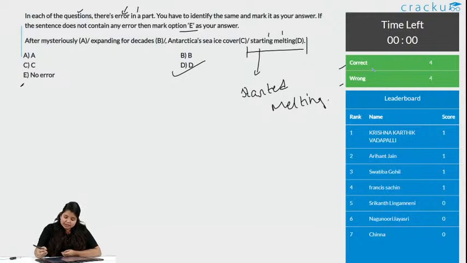Naganuri, why is it B? This one, expanding for decades, yes it is expanding, it is still expanding, so it's a continuous process, and for decades, it has already been, we don't know the time period, it's given as decades.